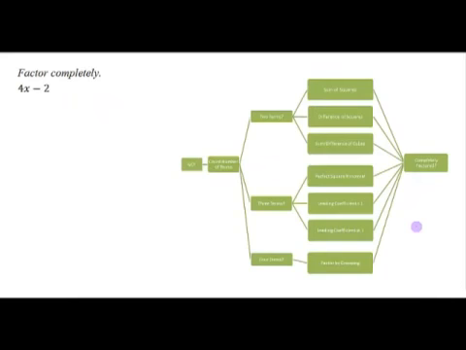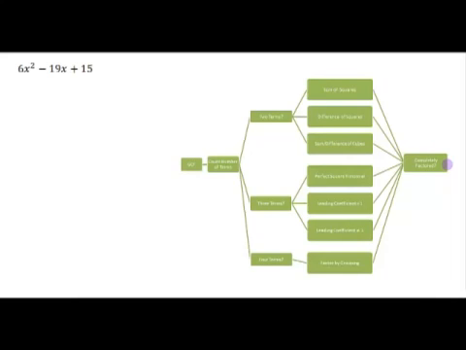Factor completely here: 4x minus 2. So again, the first thing that we want to do is check for a greatest common factor. And we do have a greatest common factor of 2. After we take that out, we have the binomial 2x minus 1. Now we're looking at trying to factor this. Count the number of terms. It's 2 terms. Is it a sum of squares, difference of squares, or a sum or difference of cubes? No, it doesn't have any exponents. So is it completely factored? Yes.